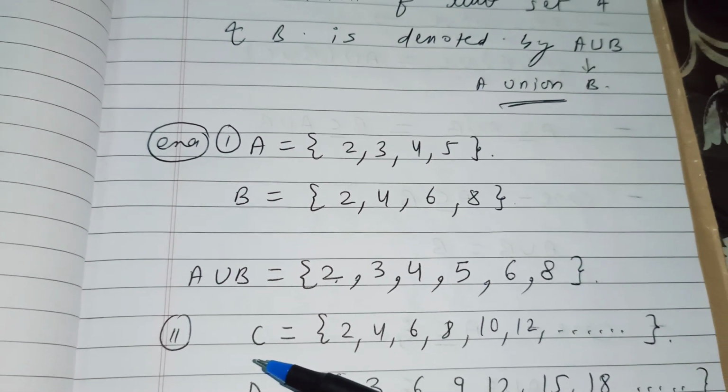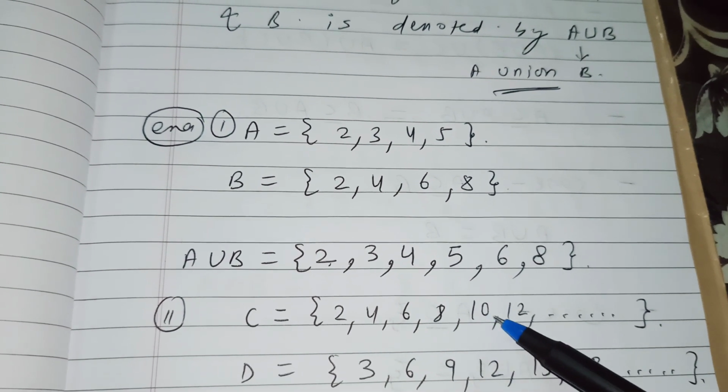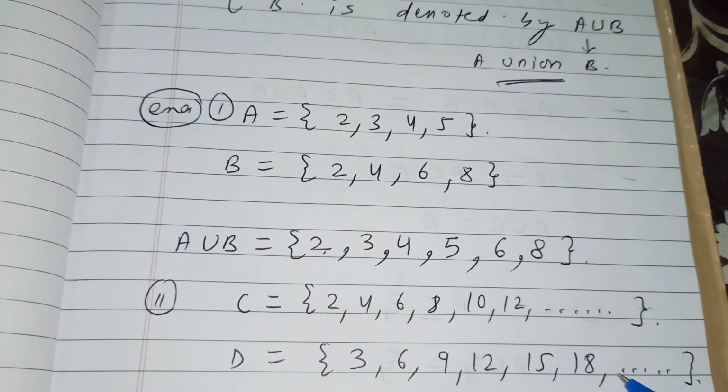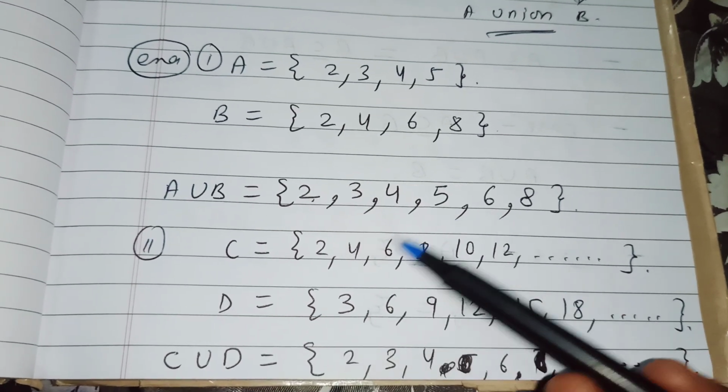Okay, and if C is given as {2, 4, 6, 8, 10, 12, ...} and D is given as {3, 6, 9, 12, 15, 18, ...}, we can write it this way, whatever is common over here.